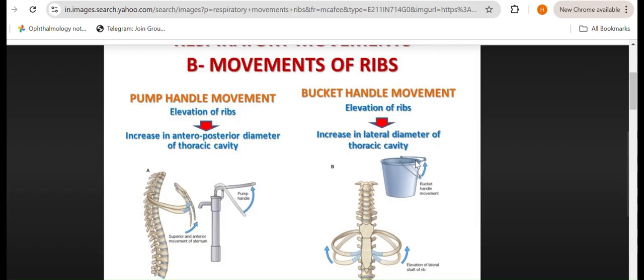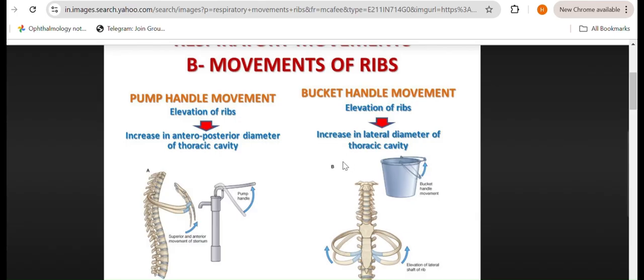So the bucket handle movement and the pump handle movement have to reflect when I'm measuring the patient's respiratory movements by hand. I'm not measuring, I'm demonstrating. The measurement was when I placed a tape on the transverse diameter, the AP diameter, and then I measured the hemithorax.